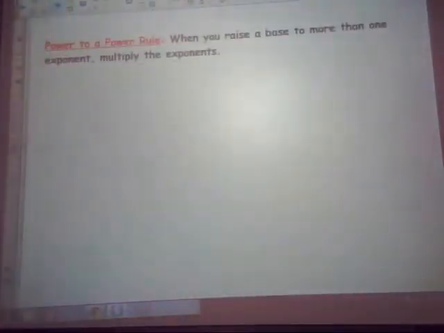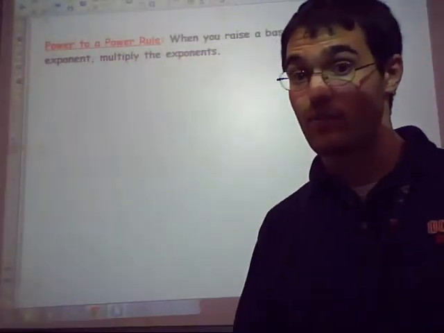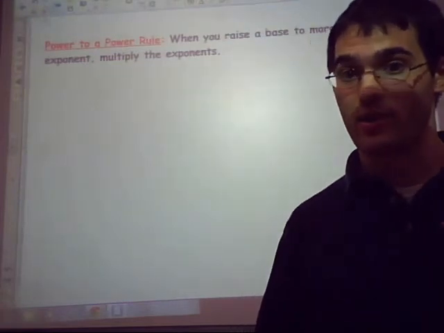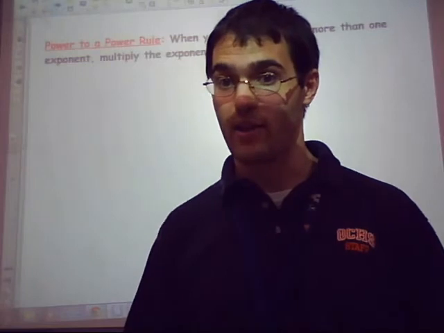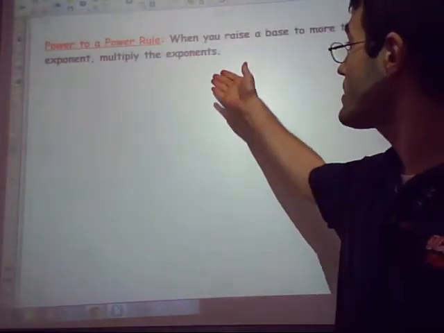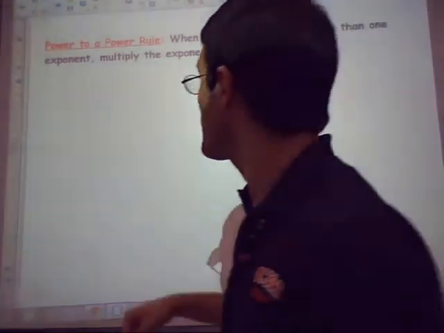So the rule is the power to a power rule. When you raise a base to more than one exponent, multiply the exponents. Okay, so we've seen now 3 rules. When we multiply bases that are the same, we add their exponents. When we divide bases that are the same, we subtract their exponents. And when we raise a base to more than one exponent, we multiply the exponents. Let's do a couple of examples.